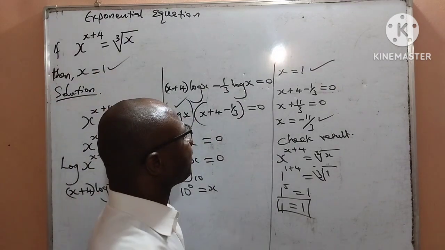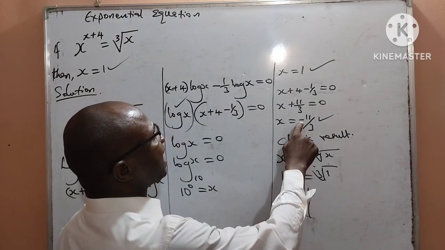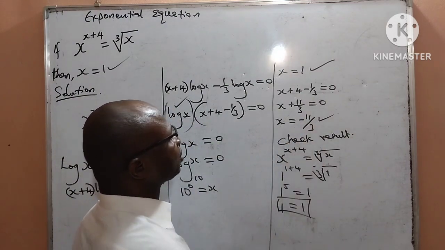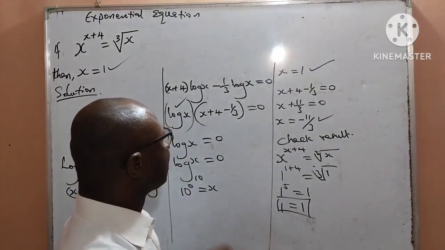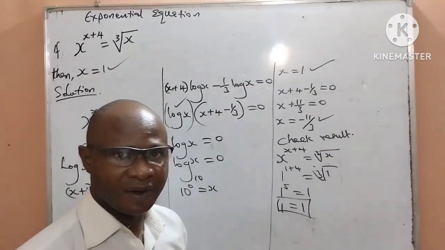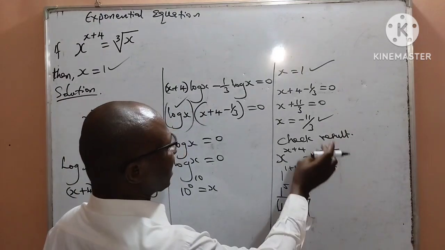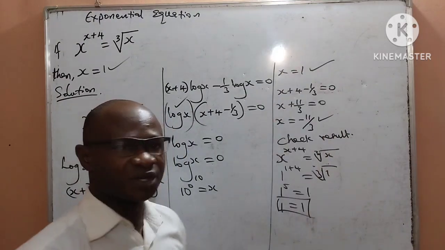We also got the value of x as minus 11 over 3, but we are taking x equal to 1 as the only real answer, because the other will give us a complex value inside the cube root.